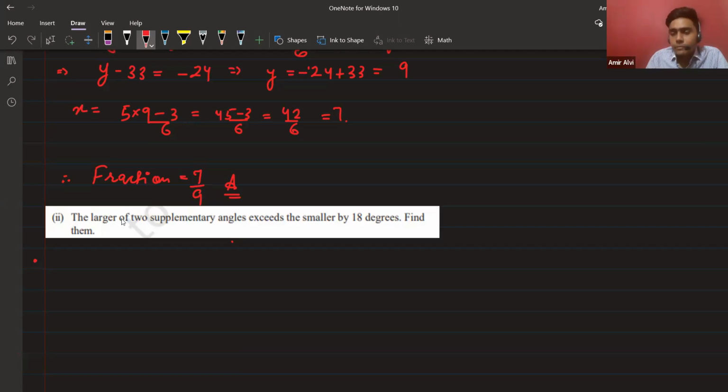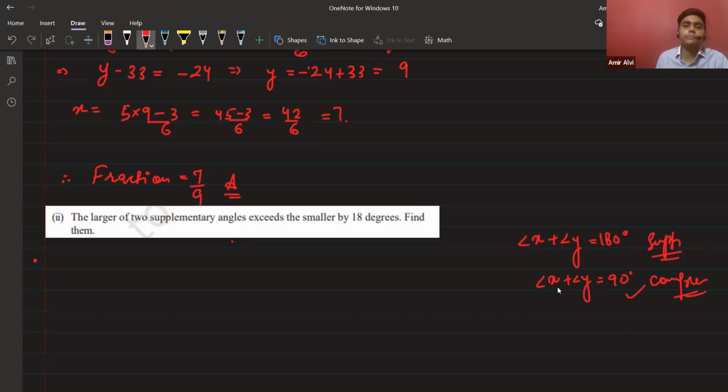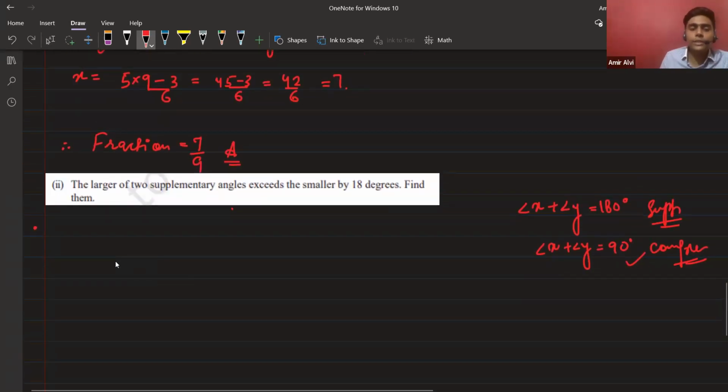So basically, when the sum of two angles is equal to 180, then it's called a supplementary angle. Suppose angle x plus angle y is equal to 180, then it is called supplementary angle. And when the angles sum to 90, can anybody tell me what it is called? Complementary angle. Very good, complementary angle. So this is called supplementary. So we are dealing with the supplementary angle question.